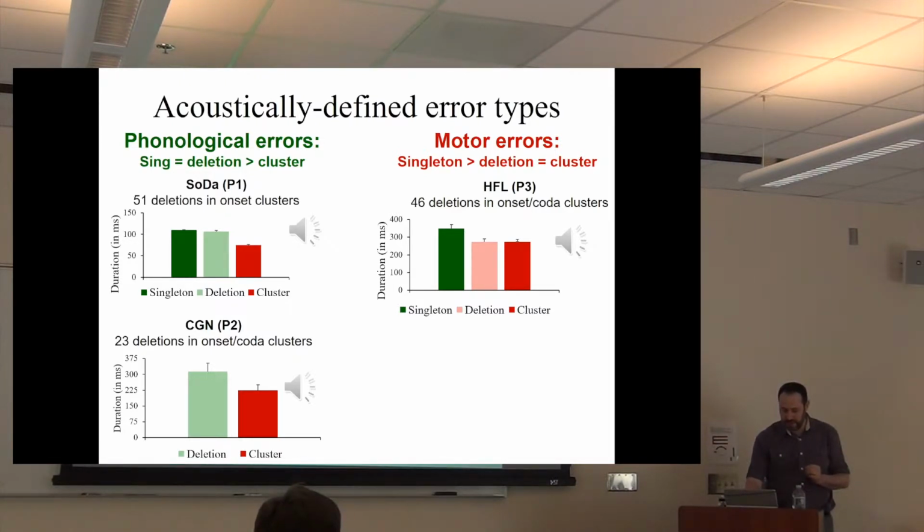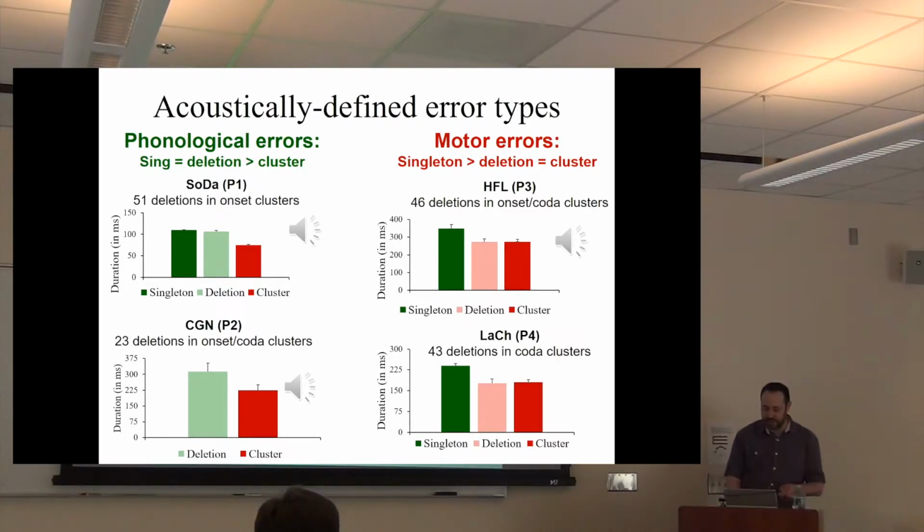Let me see if I can get any louder. The target is spool. And hopefully you can hear, both in here and online, that it really does sound like a B there, and that's again just something that's perceptual for us. But the errors all fit this pattern where the timing of those deletions were similar to the timing of the clusters.